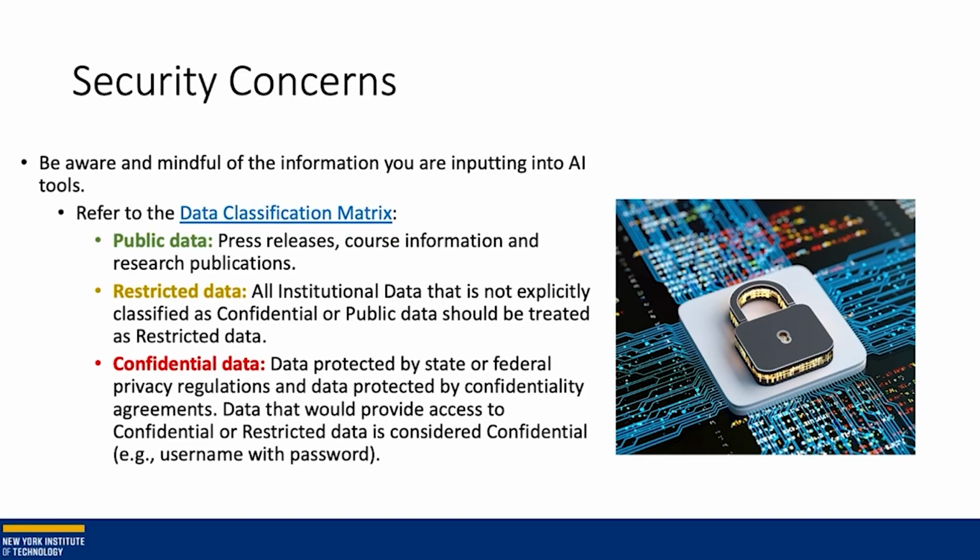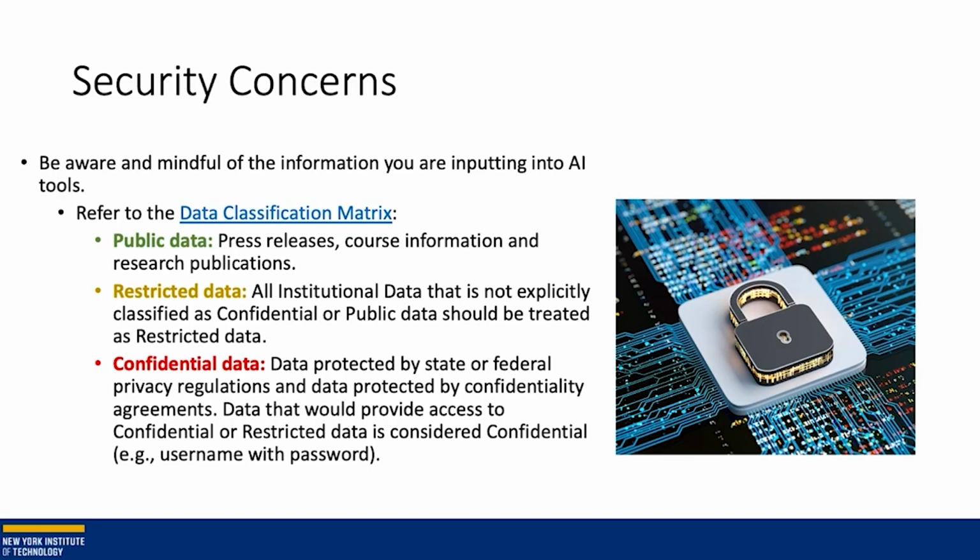At New York Tech, we do have a data classification matrix, which is a really great tool to discuss what is public data, restricted data, as well as confidential data. Public data is press releases, course information, and research publications. This is data that you could probably find elsewhere on the interwebs, on Google, and on our website.